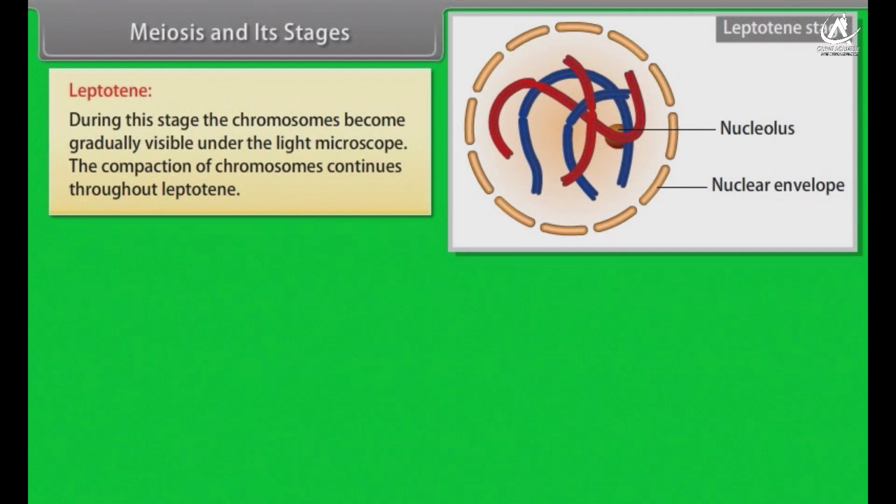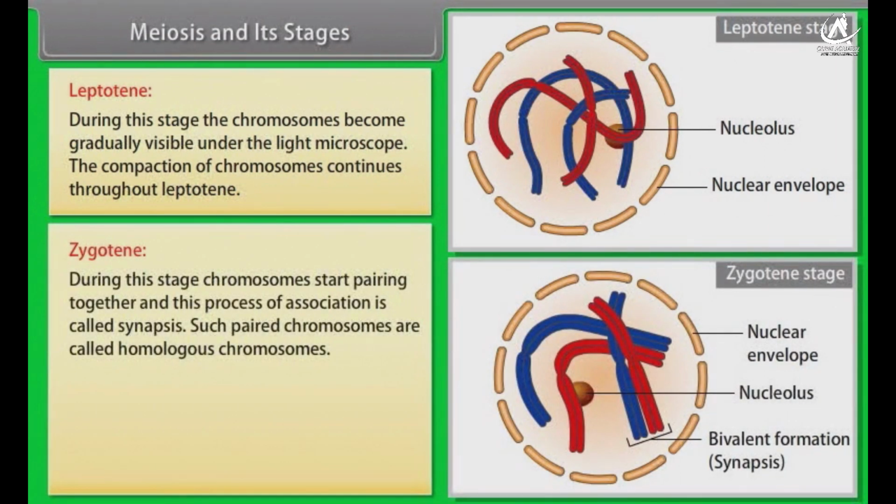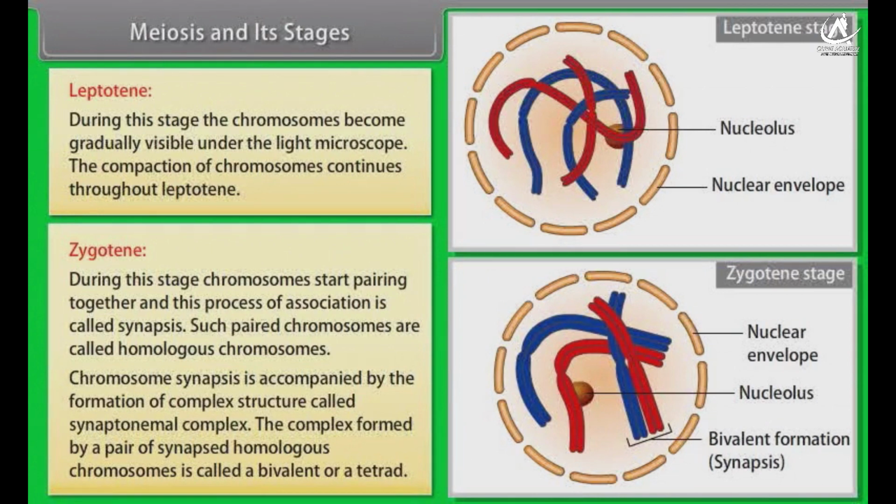This is followed by the second stage of Prophase 1 called zygotene. During this stage, chromosomes start pairing together, and this process of association is called synapsis. Such paired chromosomes are called homologous chromosomes. Electron micrographs of this stage indicate that chromosome synapsis is accompanied by the formation of a complex structure called the synaptonemal complex. The complex formed by a pair of synapsed homologous chromosomes is called a bivalent or a tetrad. However, these are more clearly visible at the next stage.